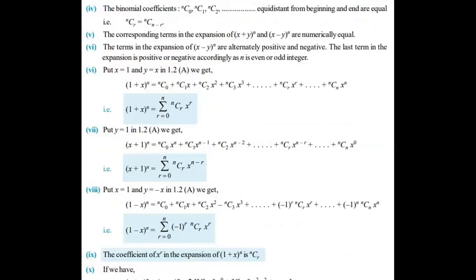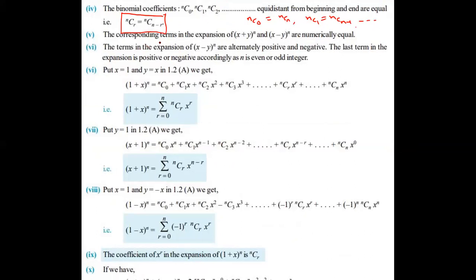Now see one by one, point by point. The binomial coefficients which are equidistant from the beginning and end are equal. How? This is the formula: nCr is equal to nC(n minus r). That means nC0 is equal to nCn, nC1 is equal to nC(n minus 1), and so on like that.